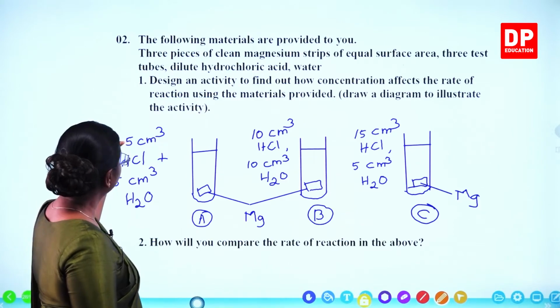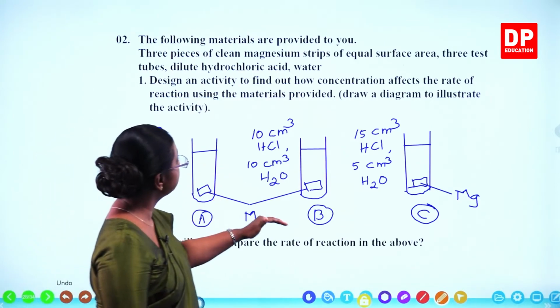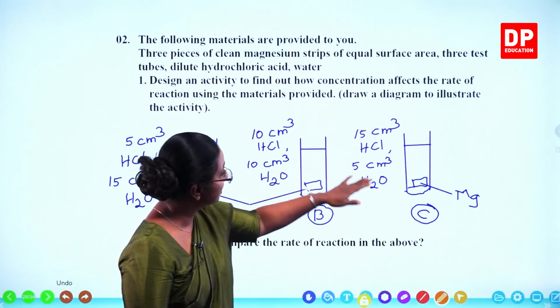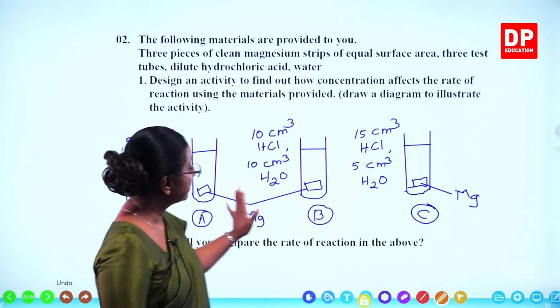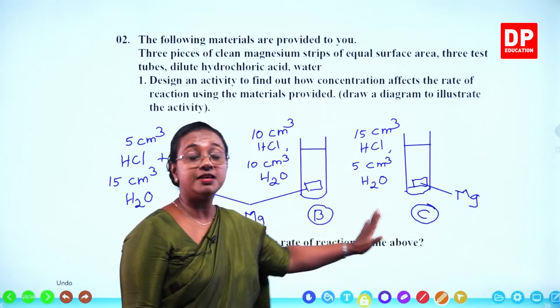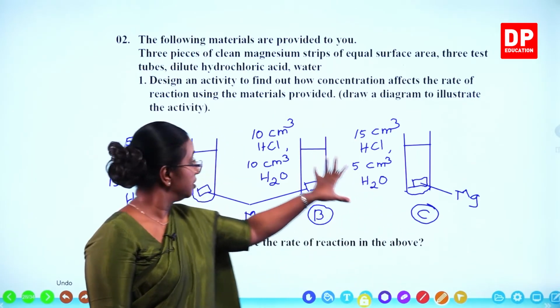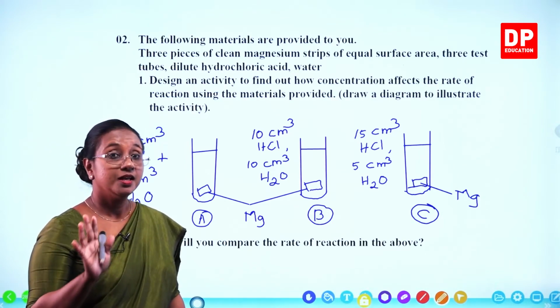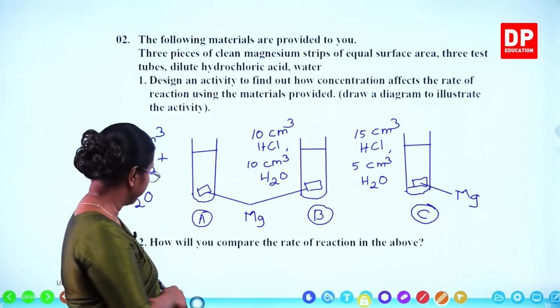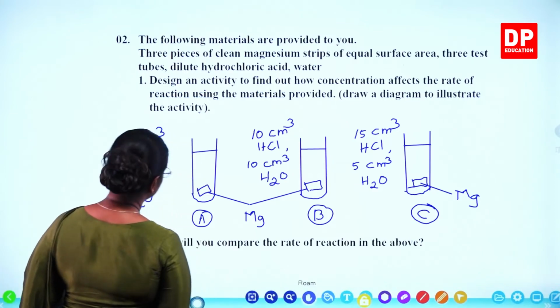In A, 5 centimeter cube of HCl, B, 10 centimeter cubes of HCl and C, 15 centimeter cubes of HCl. So you can see the concentration increasing from A to C. So I have drawn the activity there. You all also can do it this way. Then the next question.